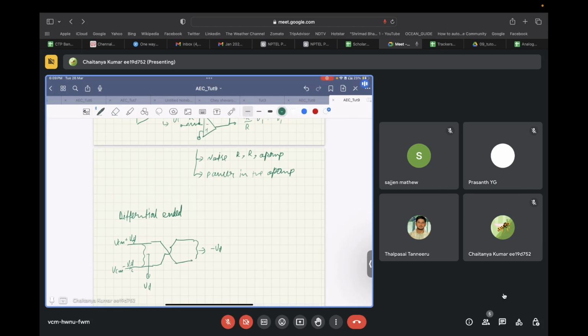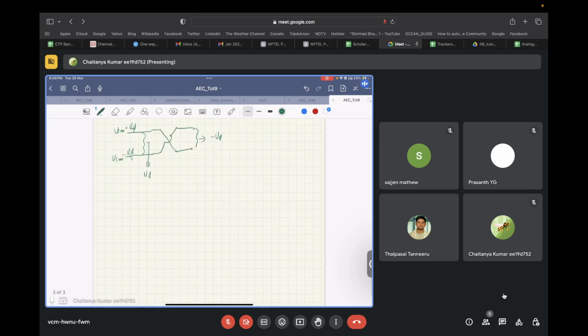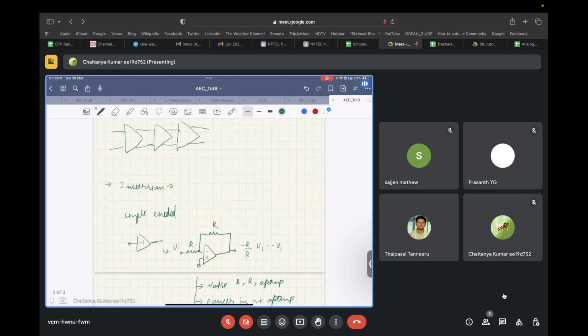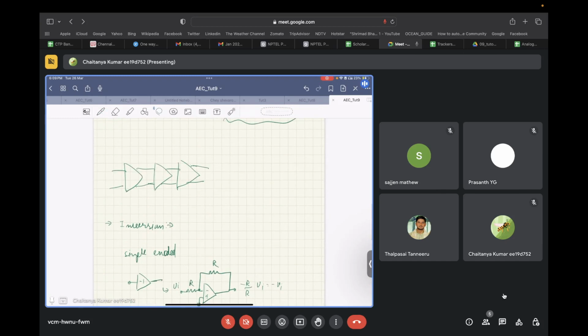So now that we have some motivation behind why we need fully differential circuits, we will see how these fully differential circuits are realized. One of the most straightforward ways, okay, so we saw that this is how we connect multiple fully differential circuits.